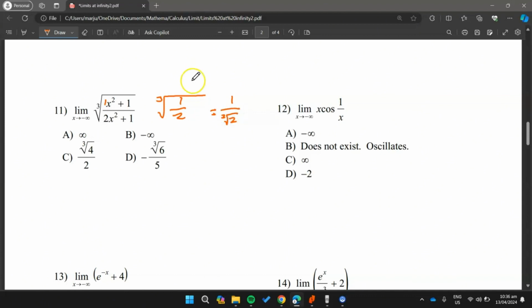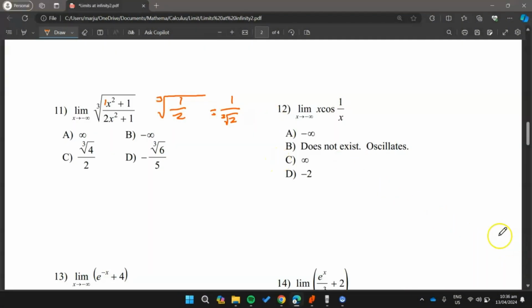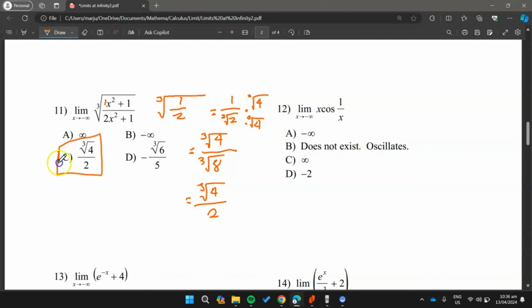And again, if you're going to rationalize this one, we are going to multiply numerator and denominator by, let's say, square root of 4. Alright, so let's do square root of 4. This gives us cube root. So we have cube root of 4 all over, this is cube root of 8. Or when simplified, this is now cube root of 4 over 2. So what is that number? That is actually letter C.